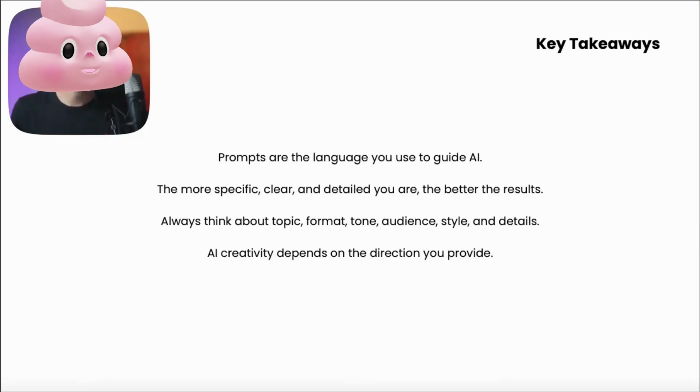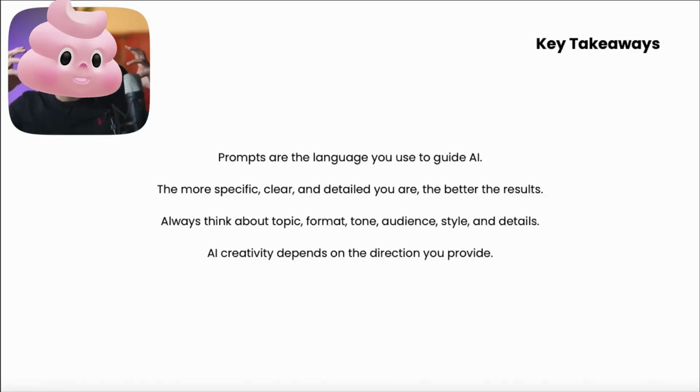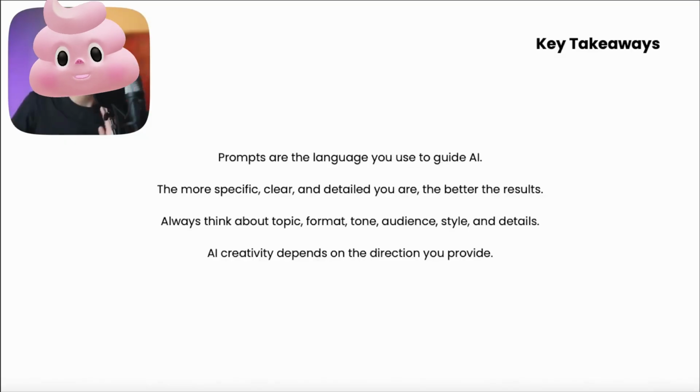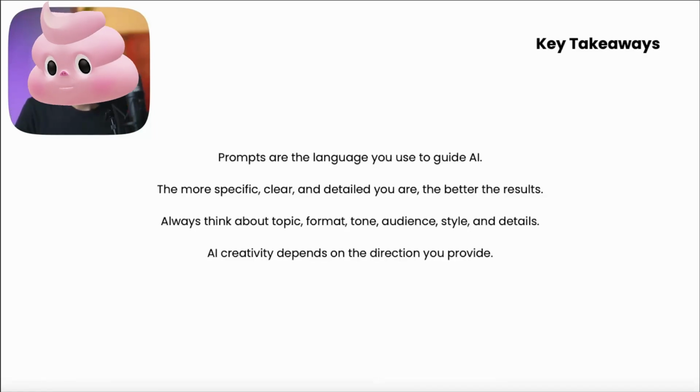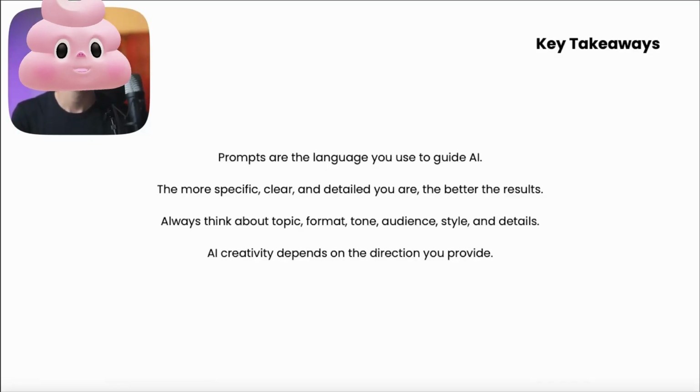So what are the key takeaways of this lesson right here? Prompts are the language that you use to guide AI, right? The prompt is what kind of leads you to take what you have on your mind and bring it into reality through these AI, again, algorithms. The more specific, clear, and detailed you are with your prompts, the better the results are going to be, right? I always want you to think about the topic, the format, the tone, the audience, style, and details, regardless of if you're creating a written, let's say, text or an image with AI. And again, AI creativity really depends on the direction that you provide with your prompts, right?